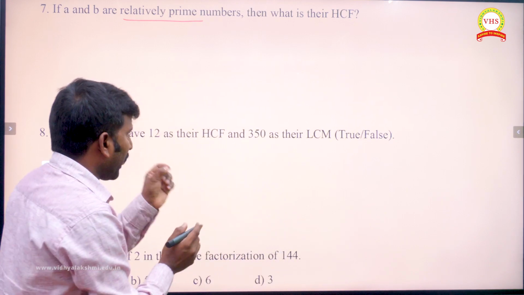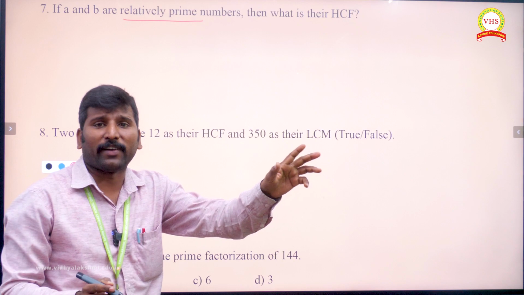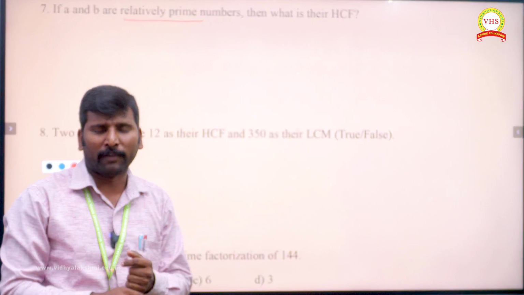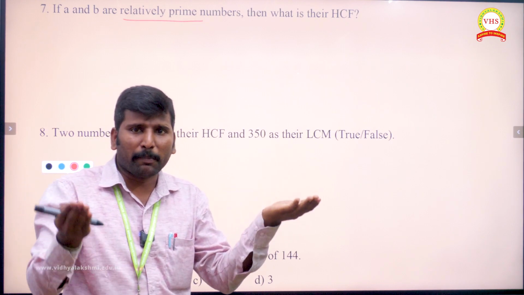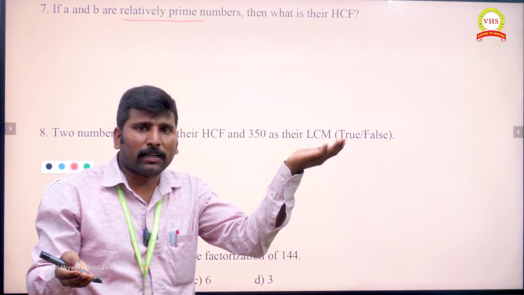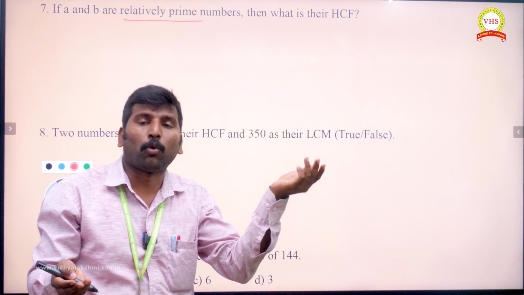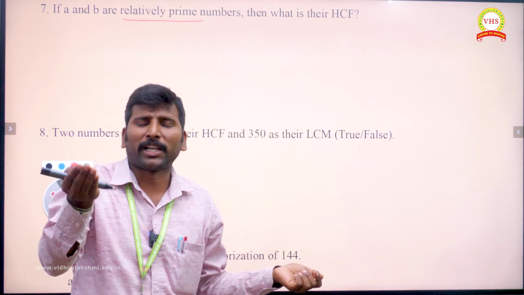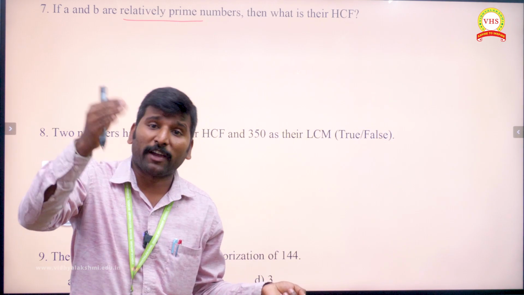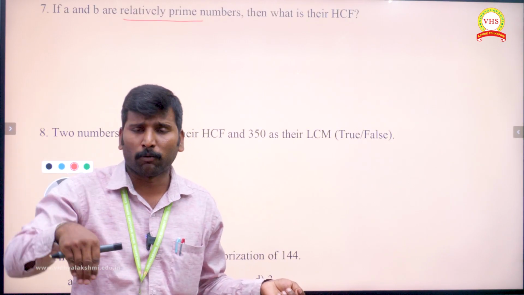Understand? See, a prime number means there is no common factor other than 1. Both a and b are prime numbers. Here, other than 1 and itself, there is no factor. That's a prime. Co-prime or relatively prime means the number can have some other factors also, more than 2 factors also it contains.